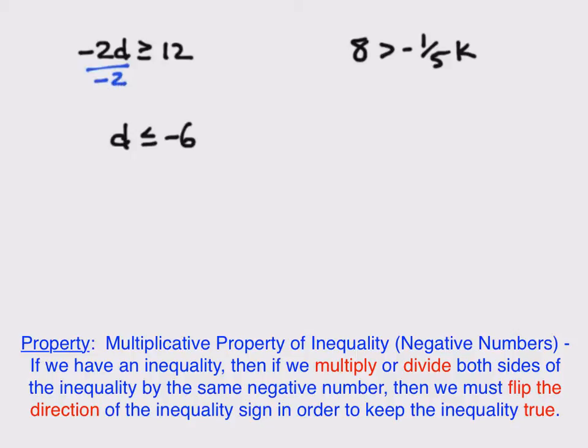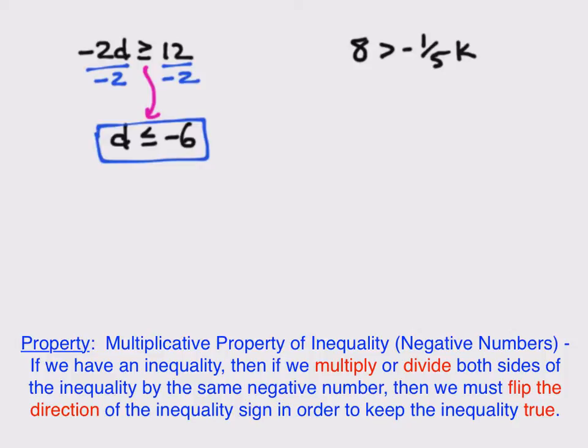Now, if we think about how to do this algebraically, if we were to divide both sides of this inequality by -2 in order to isolate that d, we would get a new statement with d on the left-hand side, -6 on the right-hand side, but we would need to make sure to flip the direction of that inequality sign. So that's a great way to solve an inequality with intuition and with algebra.